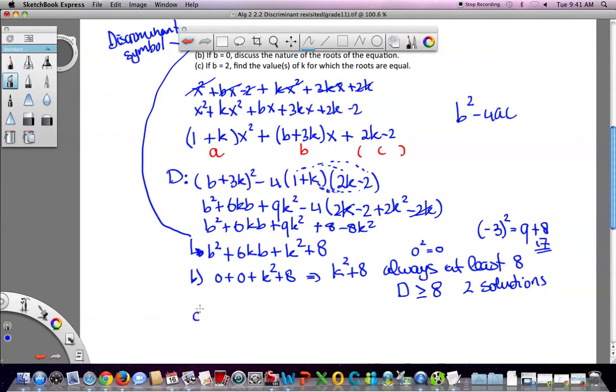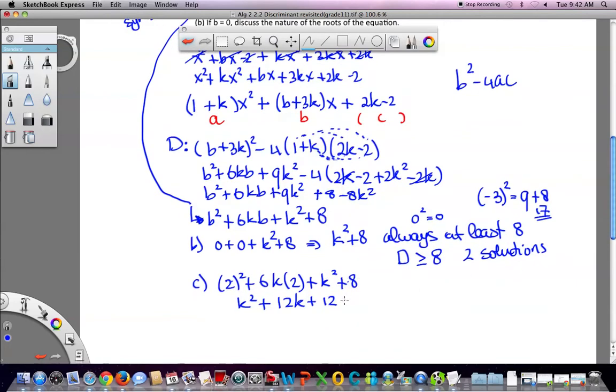Well, if b is 2, then we need to plug that in, right? So we're going to do 2 squared plus 6k times 2 plus k squared plus 8. 2 squared is 4, and 4 plus 8 is 12. So I'm going to rewrite this: k squared plus 12k plus 4 plus 8, which is 12. And I need to find the values for k for which the roots are equal.